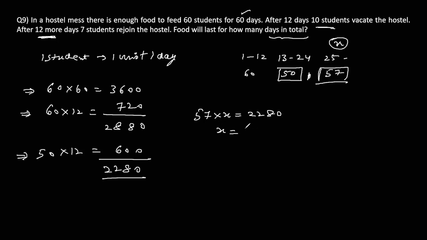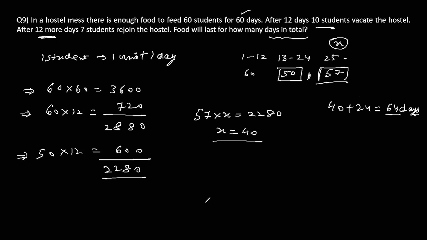Now, what should be the value of X? 57 into 4 is 228, right? So X will be equal to 40. Remember, don't mark 40 as your answer. The answer will be 40 plus 24 days before that, which is 64 days. Food will last for how many days in total? Food will last for 64 days in total, right?